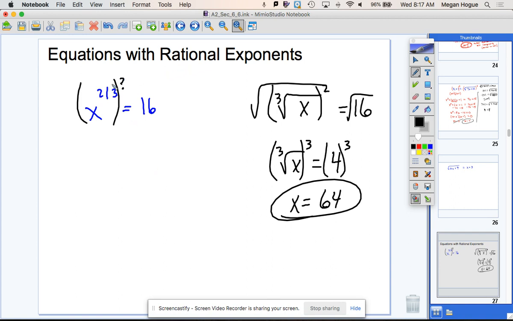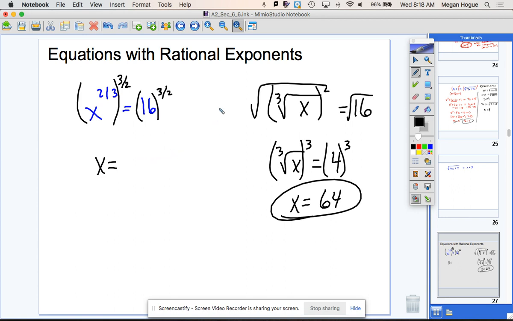What do I do if I have an exponent and an exponent? Distribute. So I multiply. If I'm distributing, I multiply. So my goal here is to figure out, what do I multiply by 2/3 to get 1? 3 over 2. The reciprocal, 3/2. So if I use an exponent of 3/2 on the other side, I should get the same answer. So let's see if it works.